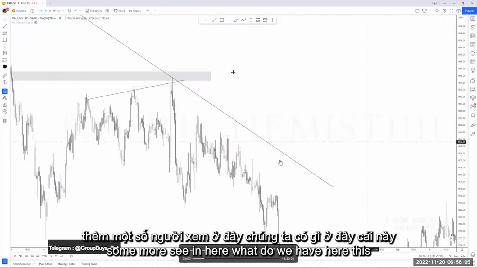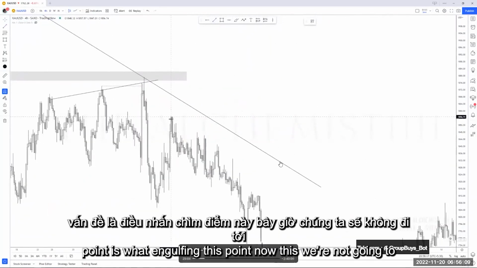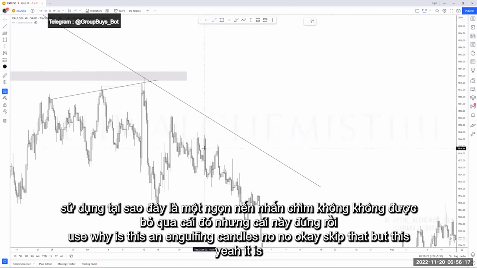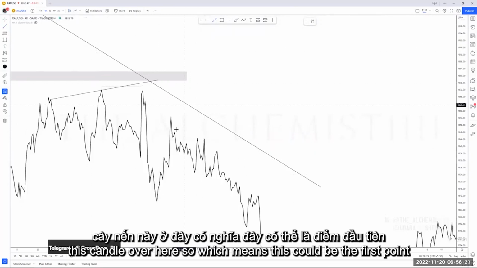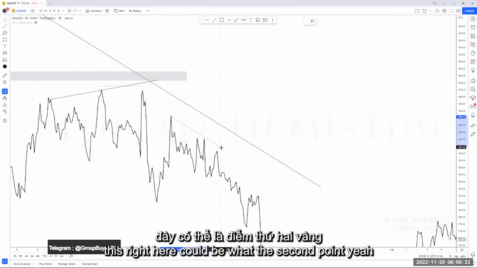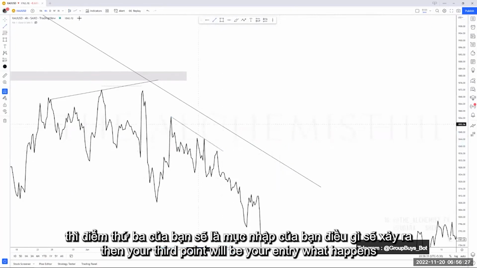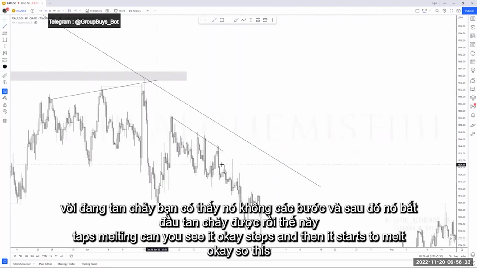So let's see some more. See in here, what do we have? This point is engulfing. This point, now this we're not going to use. Why? Is this an engulfing candle? No. So skip that. But this, yes, it is engulfing. Can you see that? This is engulfed by this candle over here. So this could be the first point, and this right here could be the second point. Then your third point will be your entry. What happens? Taps, melting. Can you see it? It taps and then it starts to melt.